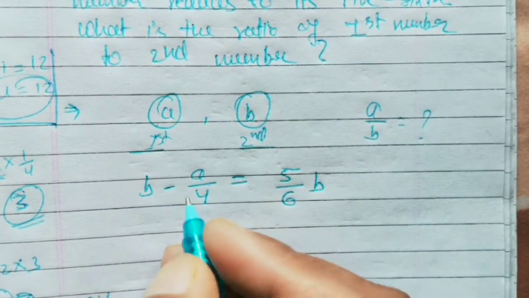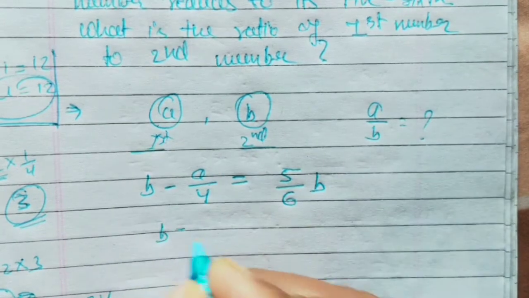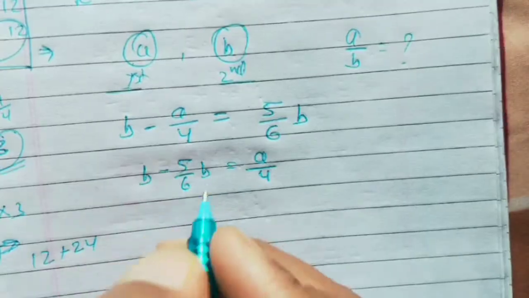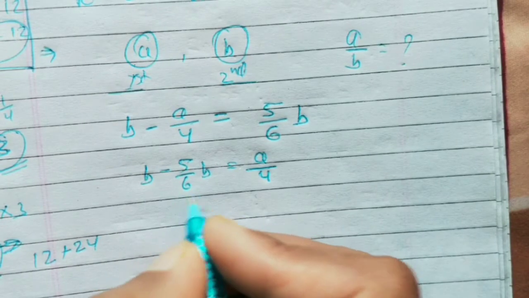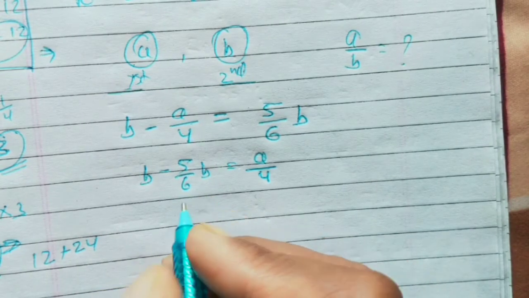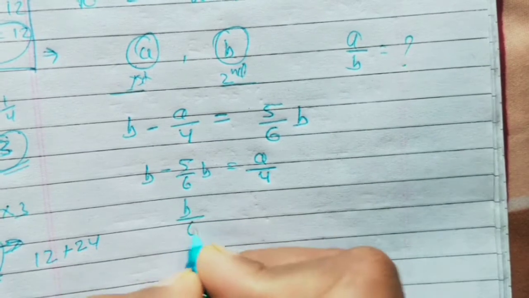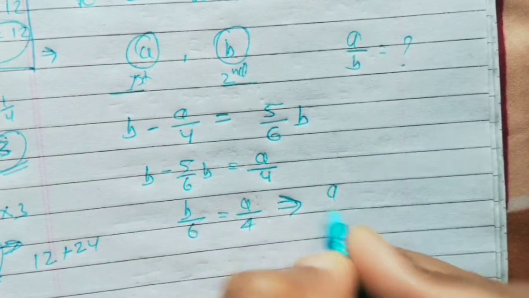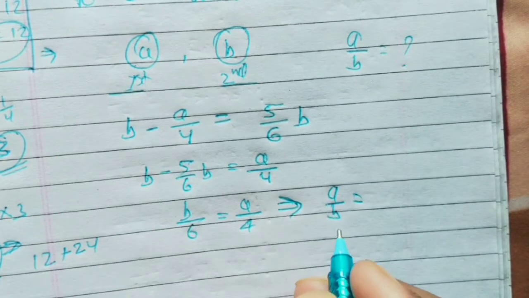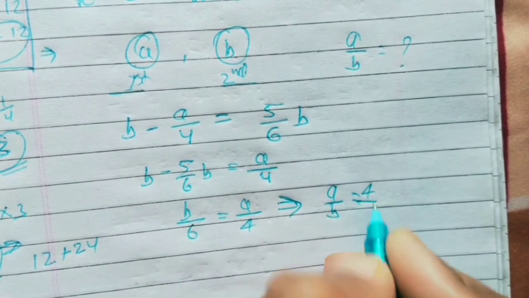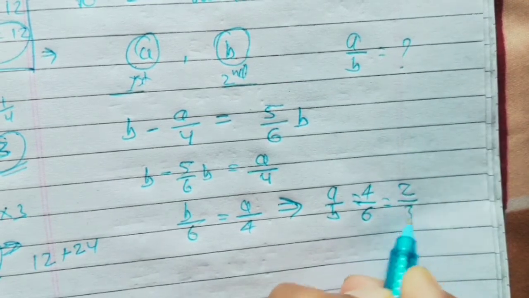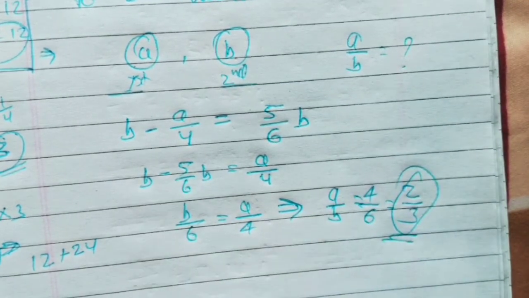So this is easy. Let's transfer it to the left side. So B minus 5/6 B is equal to A/4. Now on solving this, it is very easy. B/6 is equal to A/4, and again A/B is going to be 4/6. So this is 2/3. So our answer is 2/3.